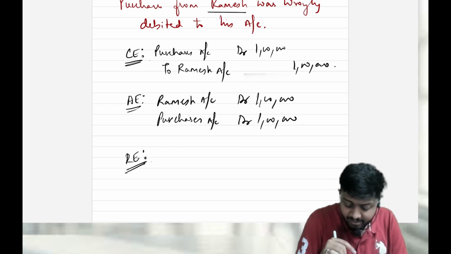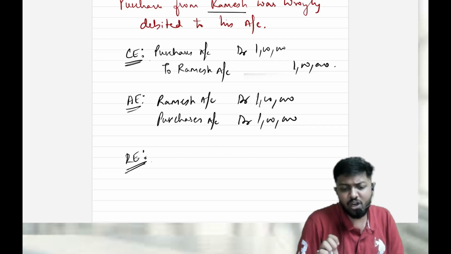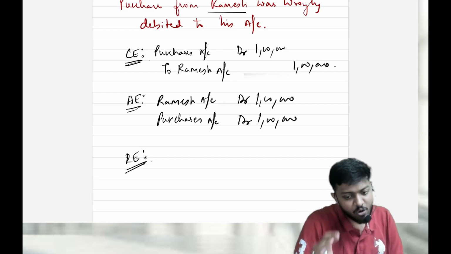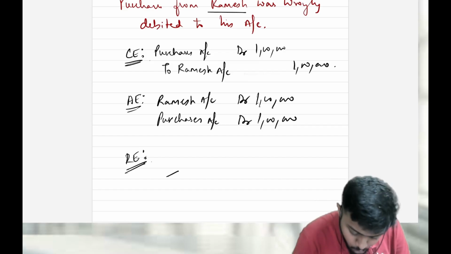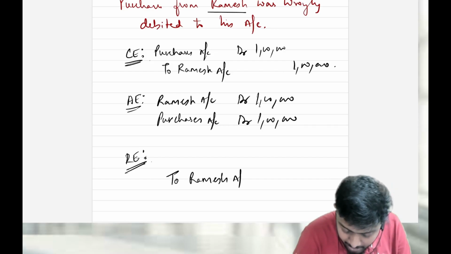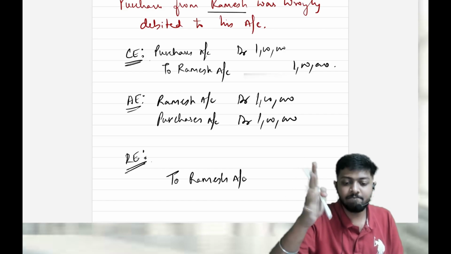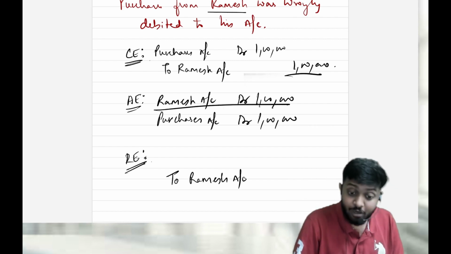Purchase is to be debited. In the actual entry also purchase is debited. So purchase account I will not touch. Ramesh account was supposed to be credited, but Ramesh account is debited. So what am I supposed to do? I am supposed to credit Ramesh. It should be credited for how much, sir? 1 lakh. 1 lakh is the right credit, but it is wrongly debited, no?